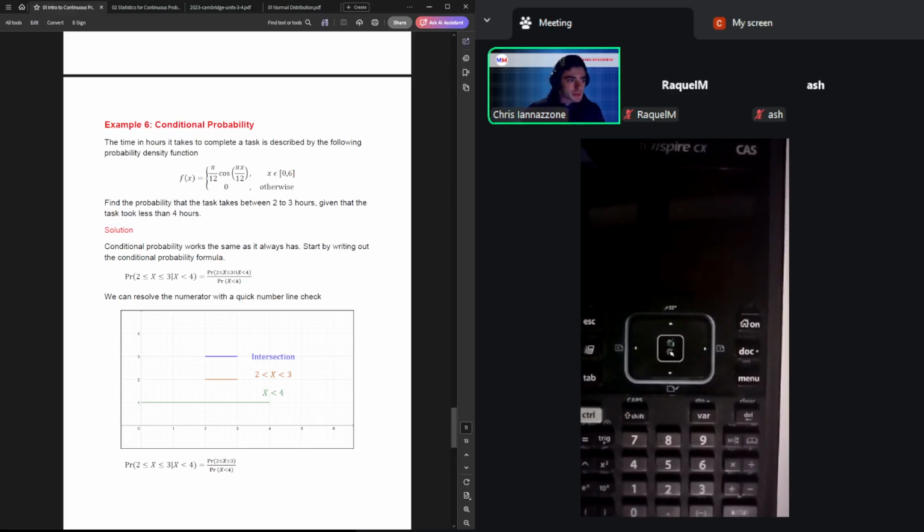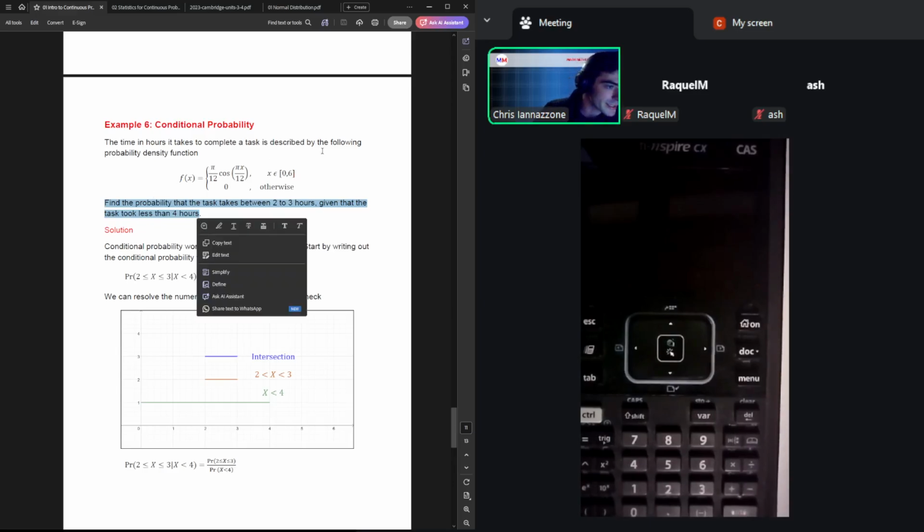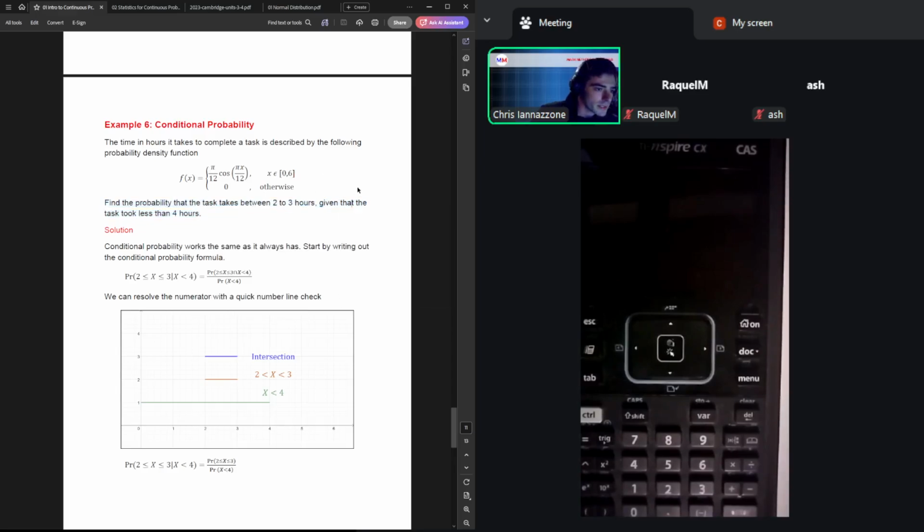Last up is conditional probability. So we looked at this last time, I believe, as well. Conditional probability always has a dedicated formula. First thing we've got to do, identify what it's actually asking us. So find the probability that the task takes between 2 to 3 hours, given that the task took less than 4 hours. Keyword given that, implying conditional probability here. Find this given that something else has already occurred, or some other known information about the scenario already exists.